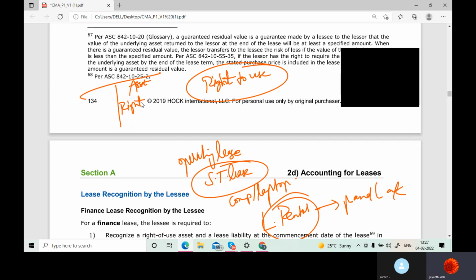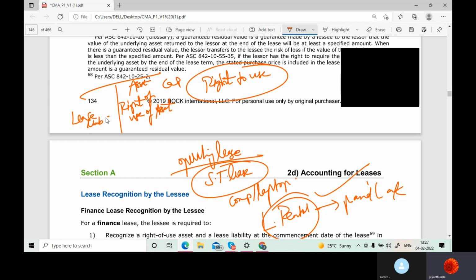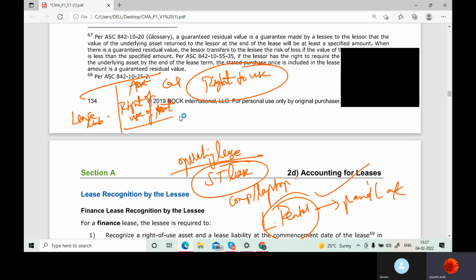You are capitalizing it. When you show it in the balance sheet, you capitalize. And in this case, you expense. So operating lease, you will expense. In general, short-term leases, you will expense. In case of finance lease, you will capitalize. And then also a lease liability is created. The asset you have and the liability is also created.